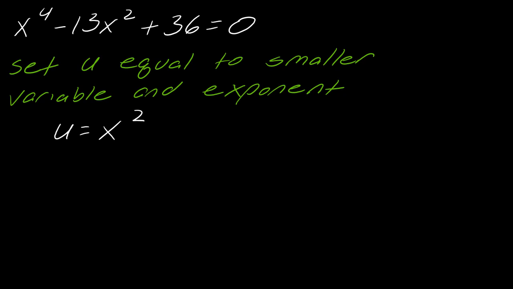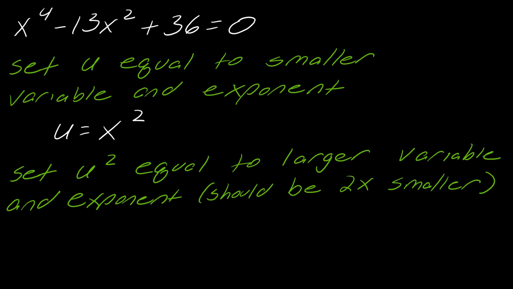Then I'm going to make u squared equal the larger variable and exponent. So this is where you want to make sure that whatever your smaller one is, if you take 2 times that, you get to the larger one, which in this case we do. So I'm going to set my u squared equal to x to the 4th. Let's be clear about this. My u was just equal to this x squared, and my x to the 4th is now being set equal to u squared.